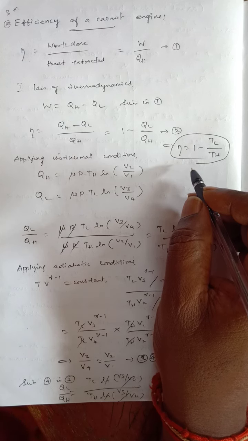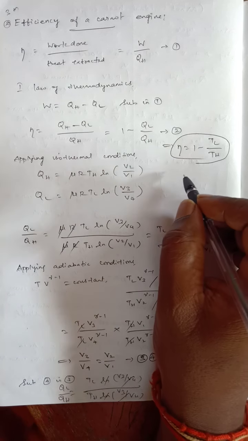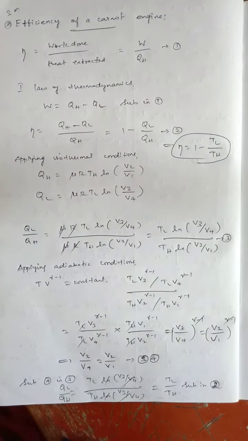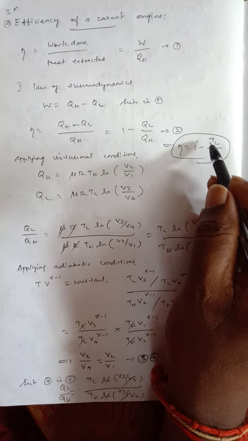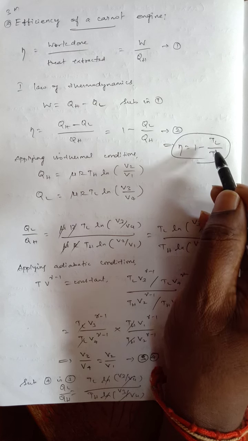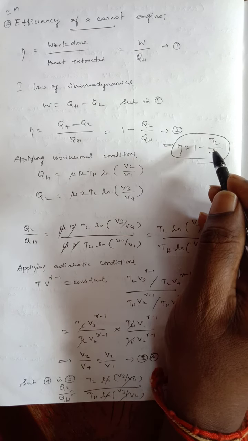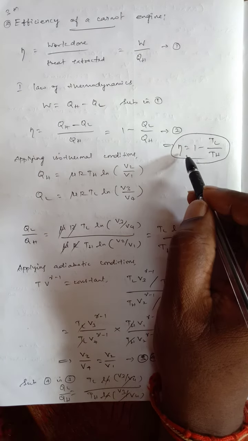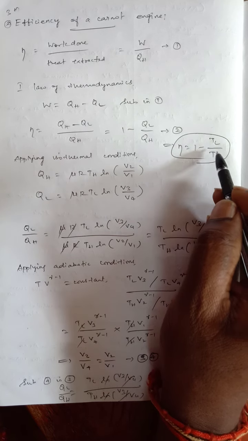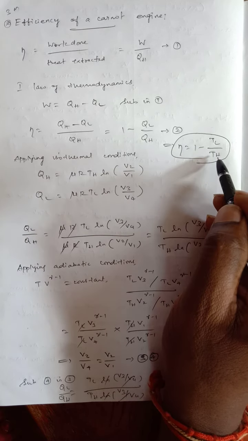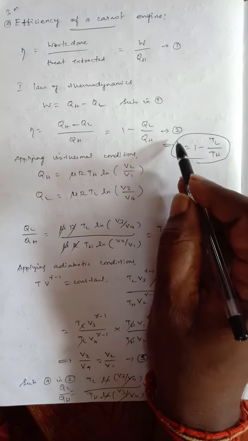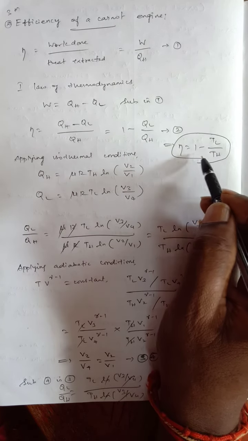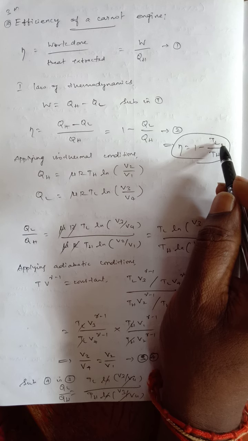Note here that both temperatures are expressed in the Kelvin scale. Q is the amount of heat energy in joules, and T is the temperature in Kelvin. Here eta is always less than 1 because TL is less than TH. This implies the efficiency cannot be 100%. It can be 1, or 100%, only when TL equals 0 Kelvin, but that is not possible.